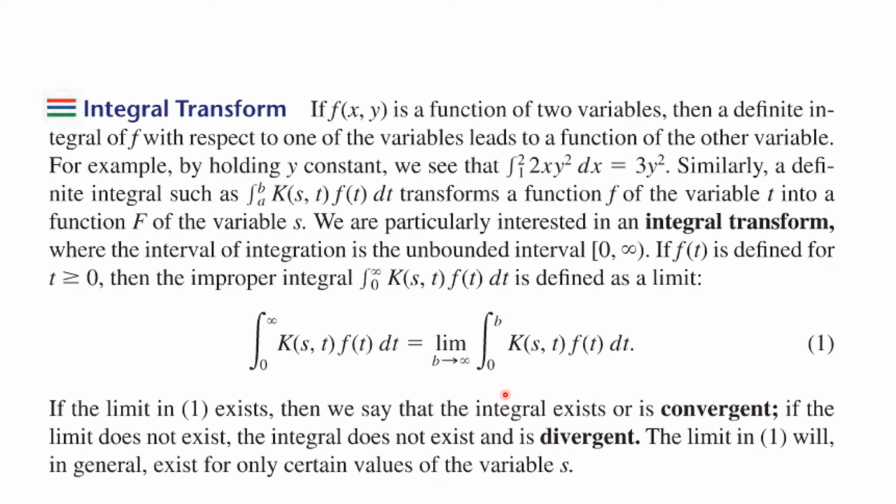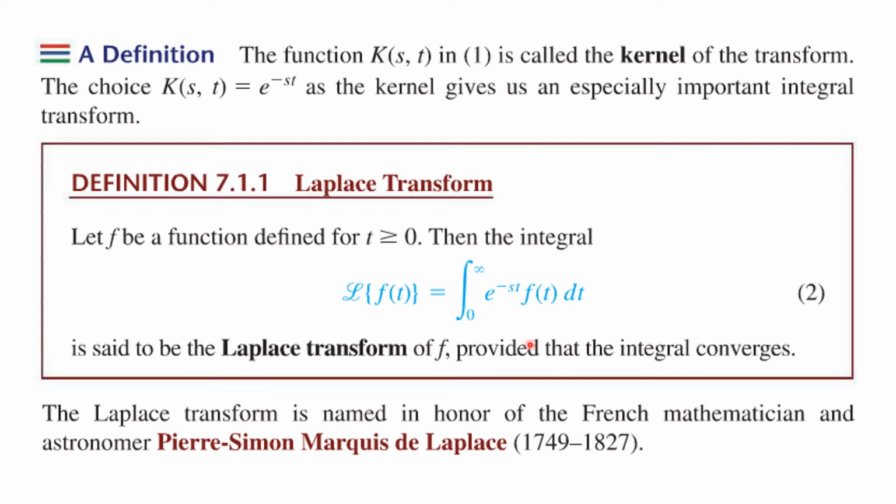If the limit exists, we say the integral exists or is convergent. If the limit does not exist, the integral does not exist and is divergent. Often this means it is of infinite value. It blows up. The limit here will in general exist only for certain values of s.